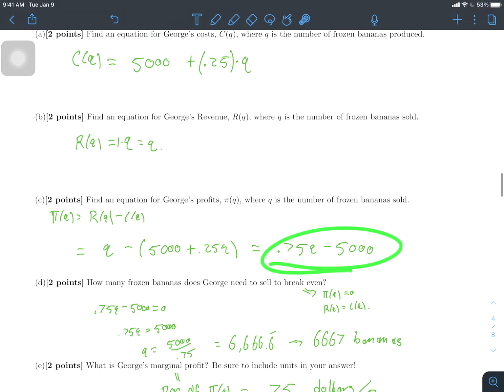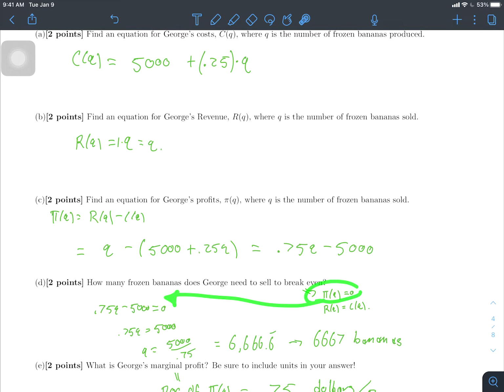So if we want to know how many frozen bananas George should sell to break even, then we just need to take the profit function and set it equal to 0. That means we have 0 profit, means we break even. Or we take our revenue and set it equal to our costs, whichever way you want to do it. I did it with the profit of Q equals 0 here, and I got 6,666.6 repeating.